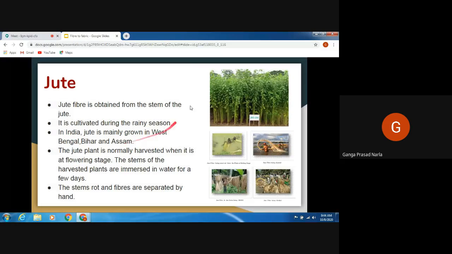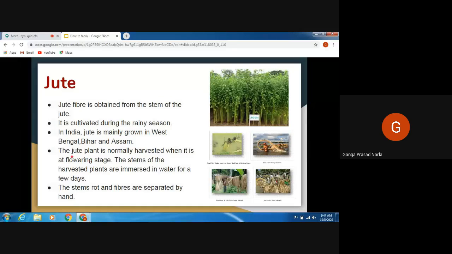Observe the first picture. These are jute plants. It is cultivated during the rainy season, and they start it in the rainy season. In India, jute is mainly grown in West Bengal, Bihar and Assam. In which states is it grown? West Bengal, Bihar and Assam.